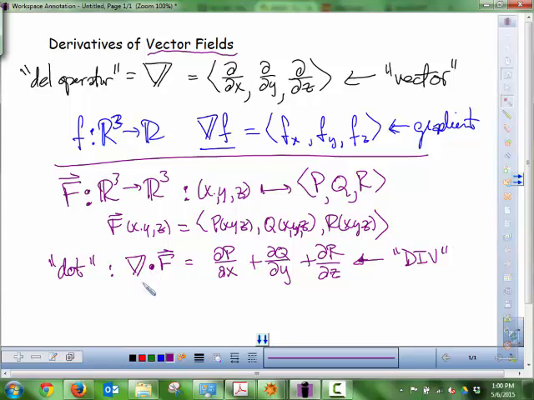So this, by the way, back in the old days when there was not any good typesetting things, drawing this upside down triangle was hard to draw on a typewriter. They just typed in div F.